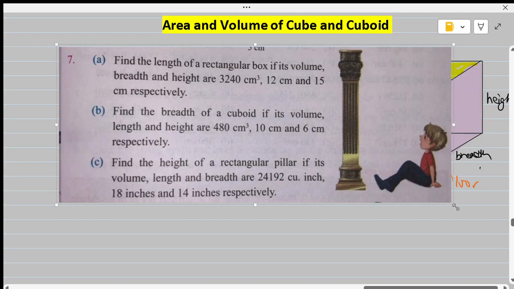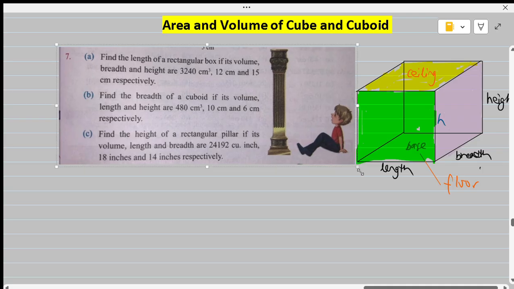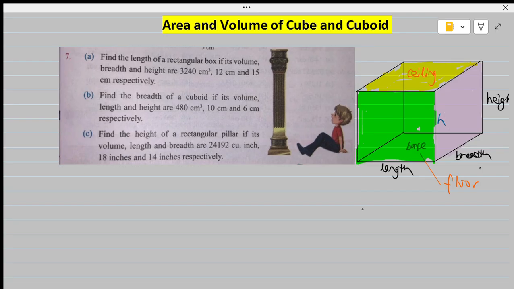So here one diagram is given, and let's say number A. Find the length of the rectangular box if its volume, breadth and height are given serially. So it's very same as number 6. Here you are given the volume, the breadth and the height, so the length you have to find. So things are very same. The volume given is 3240, and it's the product of length, breadth and height.